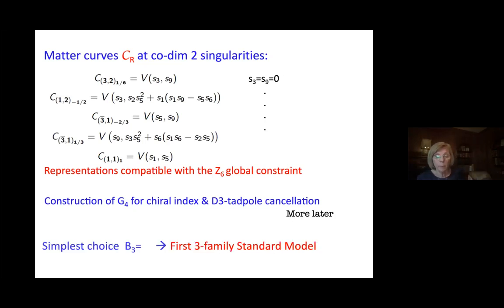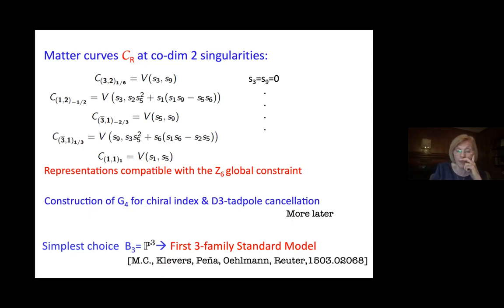But let me say, quite a long time ago, we chose the simplest choice of the base, which was P3, just the simple P3, that resulted in the first example of a globally consistent model with 3 families and standard model gauge symmetry. So that was rather easy, and that already was indicating that there must be many more examples if we change the actual choice of the base.